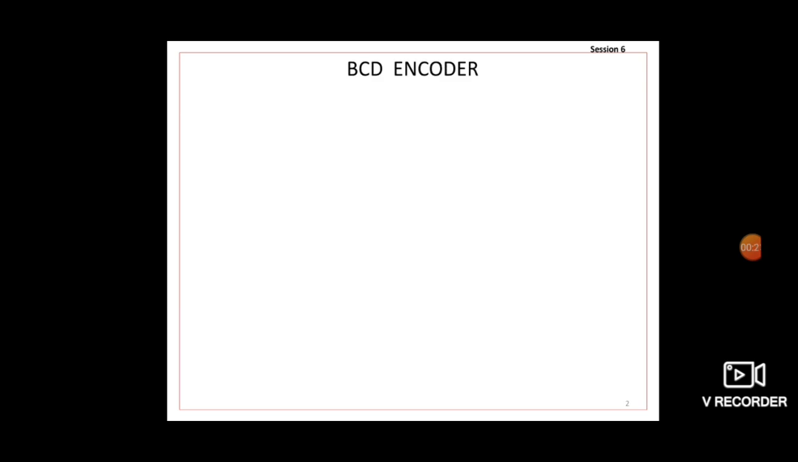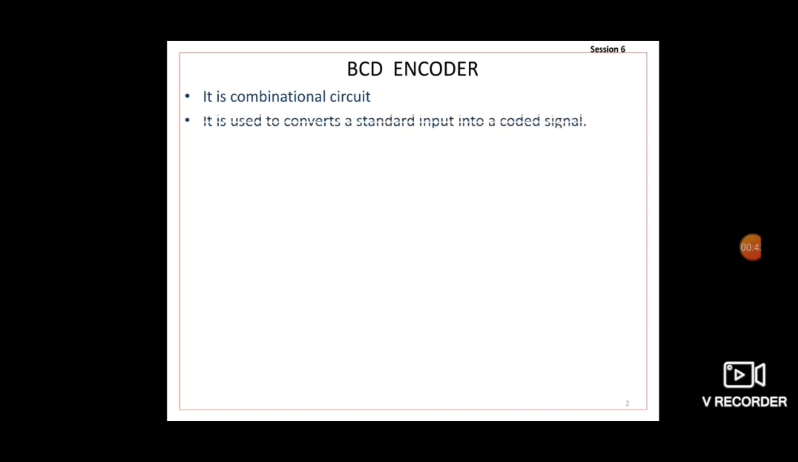Students, in this video we are going to learn encoder and decoder. Encoder and decoder. Okay, this is just the opposite process of each one. Now, what do you mean by encoder? Encoder is a combinational circuit which is used in calculator. Okay, it is used to convert a standard input into coded signal. Now student, what do you mean by coded signal or standard input?